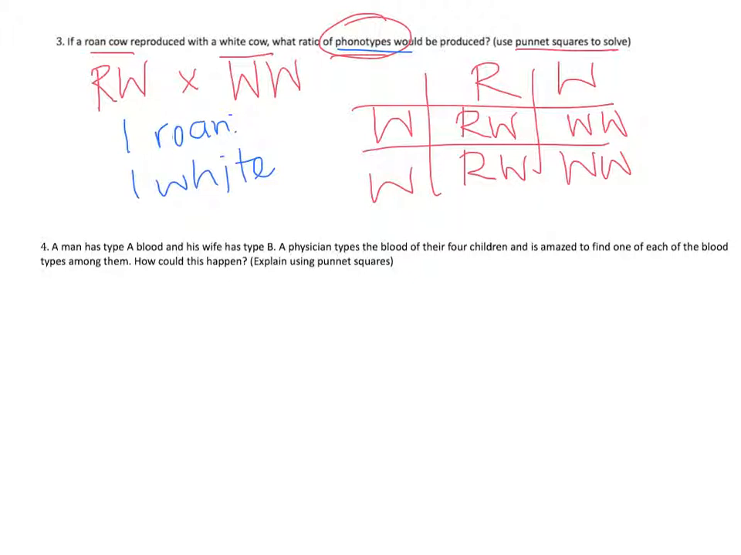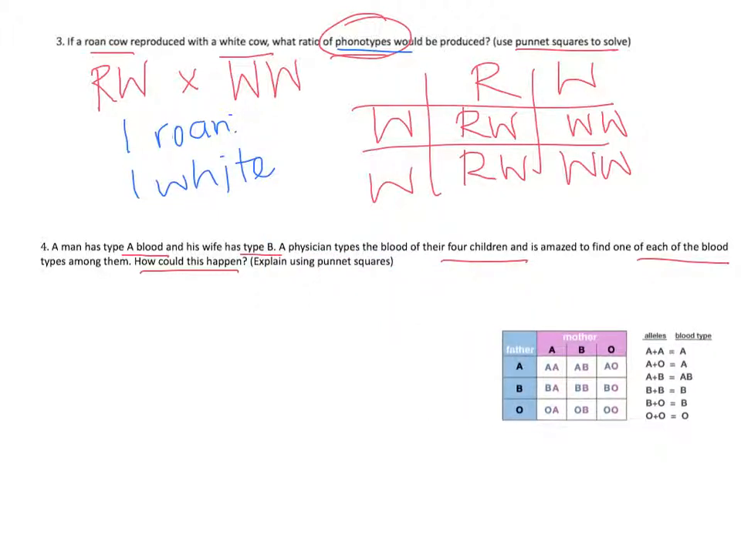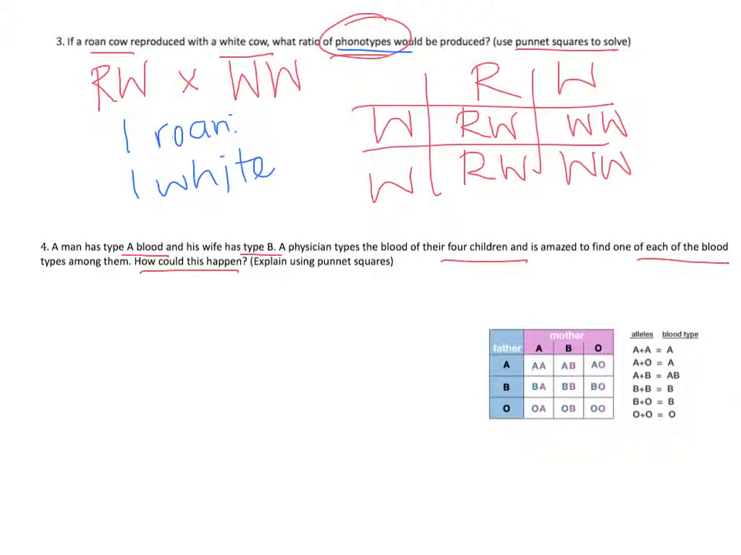Okay, then question number 4. A man has blood type A and his wife has blood type B. A physician types the blood of their four children and is amazed to find they have one of each blood type. How could this happen? Again, we'll have a look at this little picture so we can be reminded of what the different genotypes are. Our father has blood type A, so he has either one of these two genotypes, AA or AO. Mum has blood type B, so she's either BB or BO.